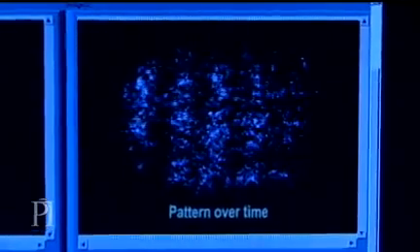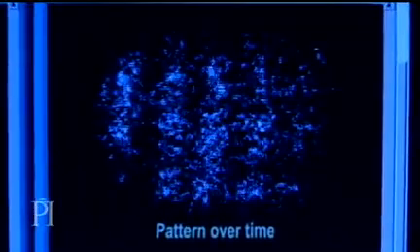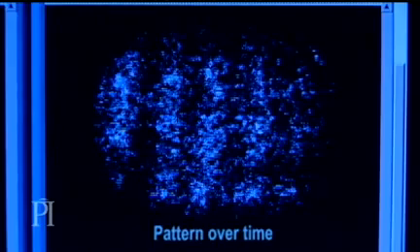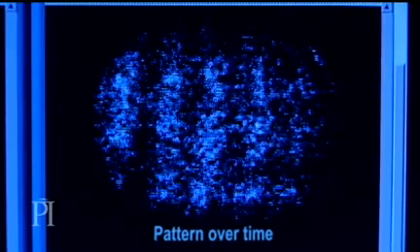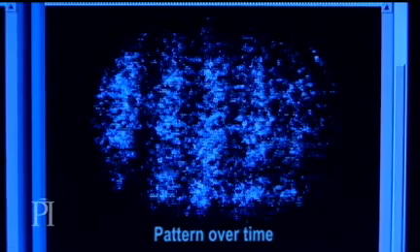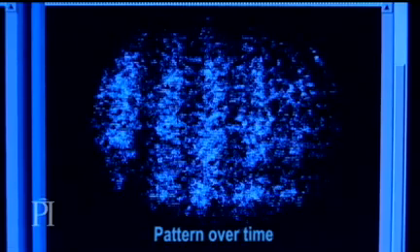So individual electrons behave like particles in arriving at specific spots on the screen. They also seem to behave like waves in building up an interference pattern over time. This shows that electrons have a dual nature. Physicists call this nature the wave-particle duality.